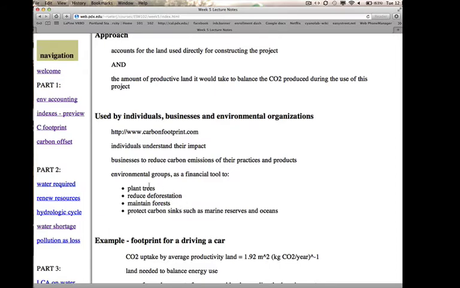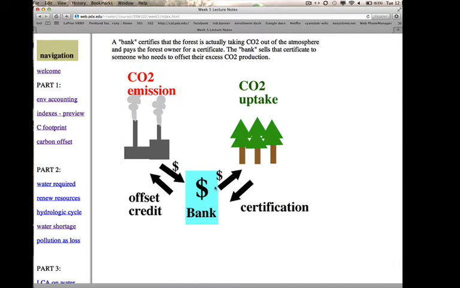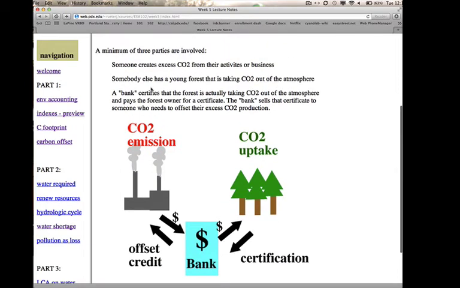And this sort of idea is called an offset. So the company creates excess carbon emission and they pay somebody else to take up that carbon in some sort of forest or plantation. So here's generally how that carbon offset works, which is we have carbon emission by some plant. I've shown a plant here with smokestacks, but this could be a car driving, it could be an airplane flight with excess carbon emissions coming from that.